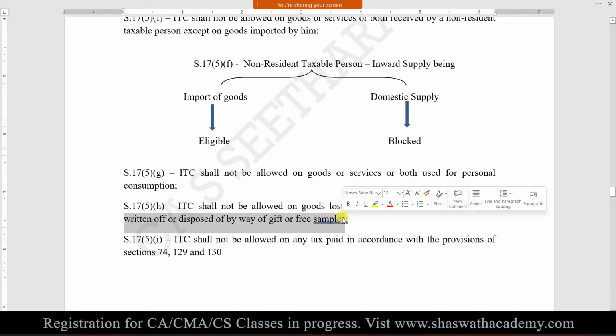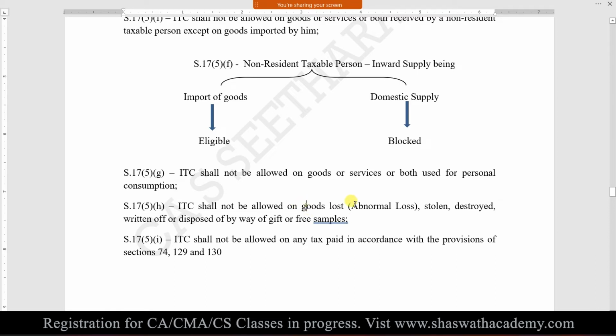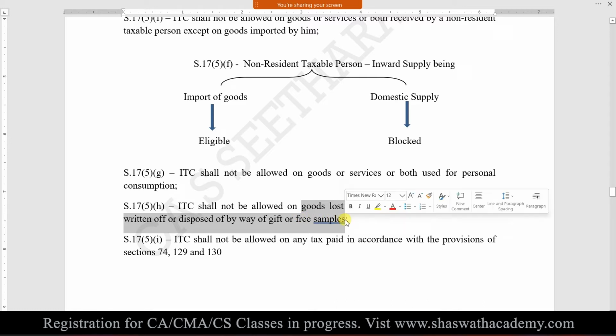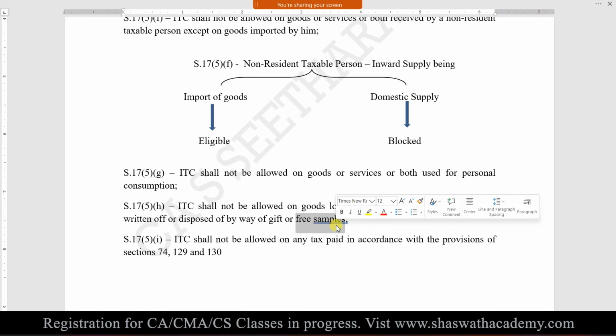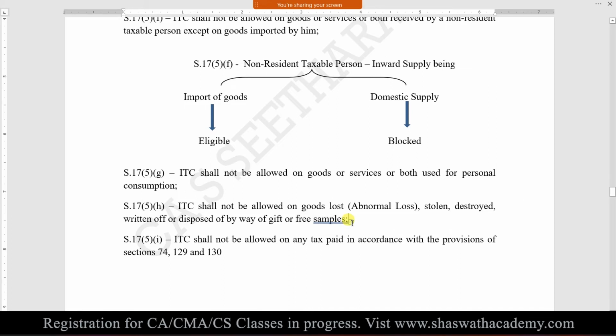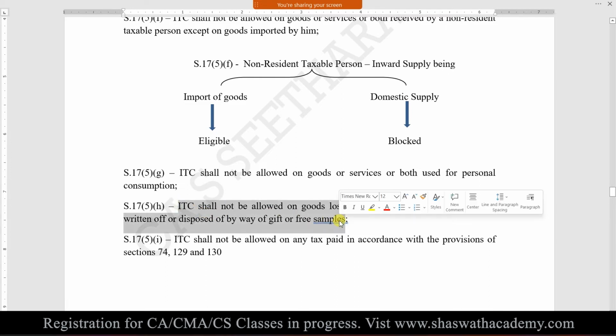In anything you do like this, please understand: goods lost, stolen, destroyed, written off or disposed, or gift given as a free sample. Is it the purpose for which a businessman is doing the business? Is it all the intention to make profit? Absolutely no. Sir, free samples is for business promotion. It may result in sales, but there is no certainty. Free sample does not result in any outward liability as such. Right, my dear? So, therefore, there is a question. That is why it has been asked to reverse. Better to reverse the ITC.